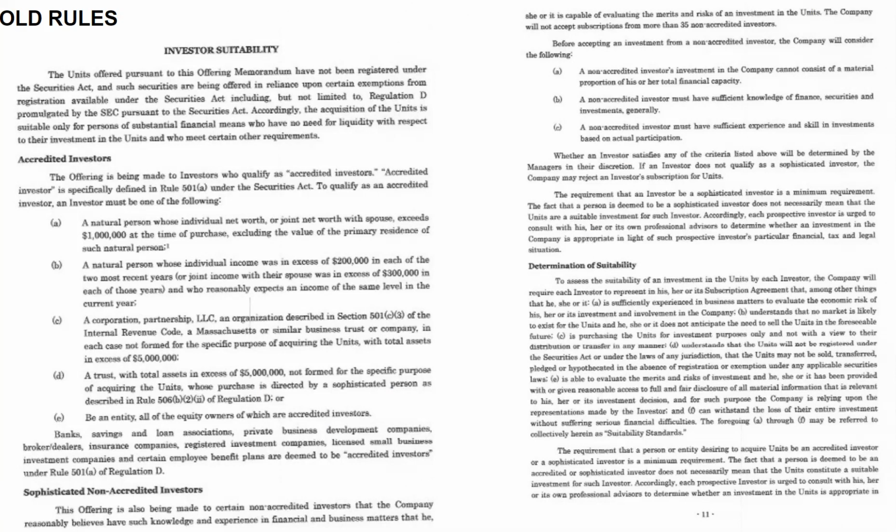But also if you're a corporation, a partnership, an LLC, or an organization described under 501(c)(3), which is non-profit organizations under the IRS code, or a similar company not specifically formed for buying apartments, with total assets in excess of 5 million, or a trust with in excess of 5 million not formed for the specific purpose of buying apartments. You can be an entity, all of the owners of which are accredited investors. You can be banks, savings and loan associations, private business development companies, broker dealers, or insurance companies.